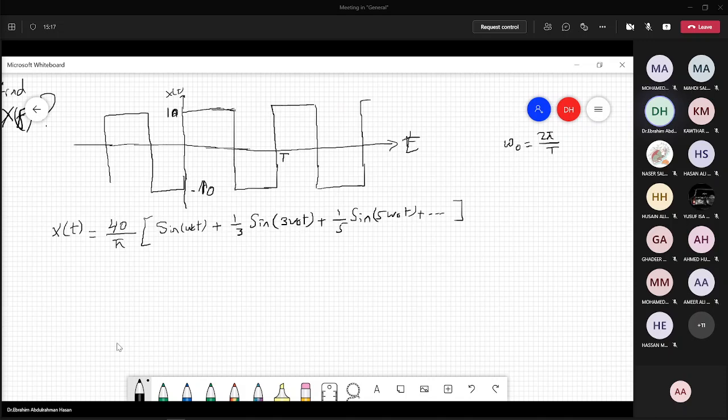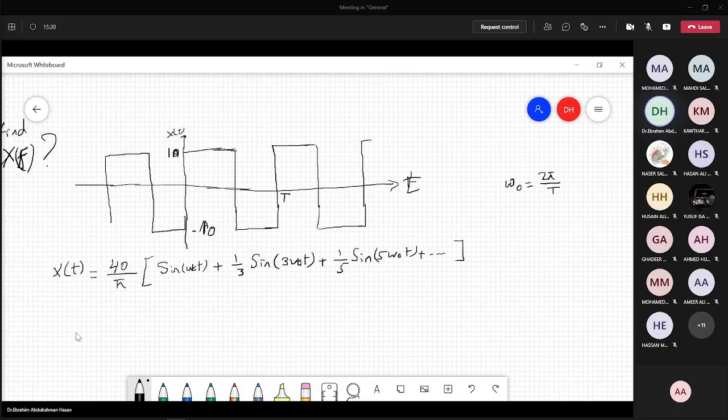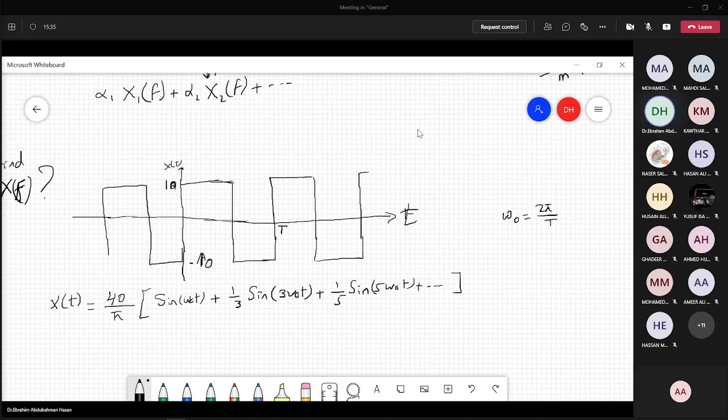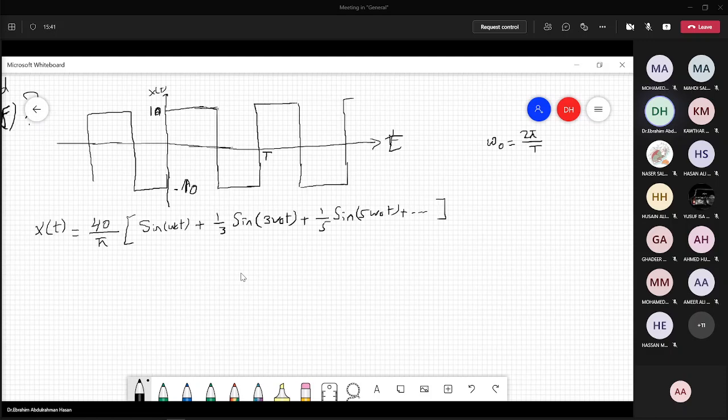طيب, هذه example on linearity. So we have alpha multiplied by sine omega naught t, and another term, alpha 2 multiplied by sine 3 omega naught t, alpha 3 multiplied by sine 5 omega naught t. So then it is equal to alpha 1 x1 of f. So x of f then, it's equal to, this is constant. So I need to find what is the Fourier transform for sine.